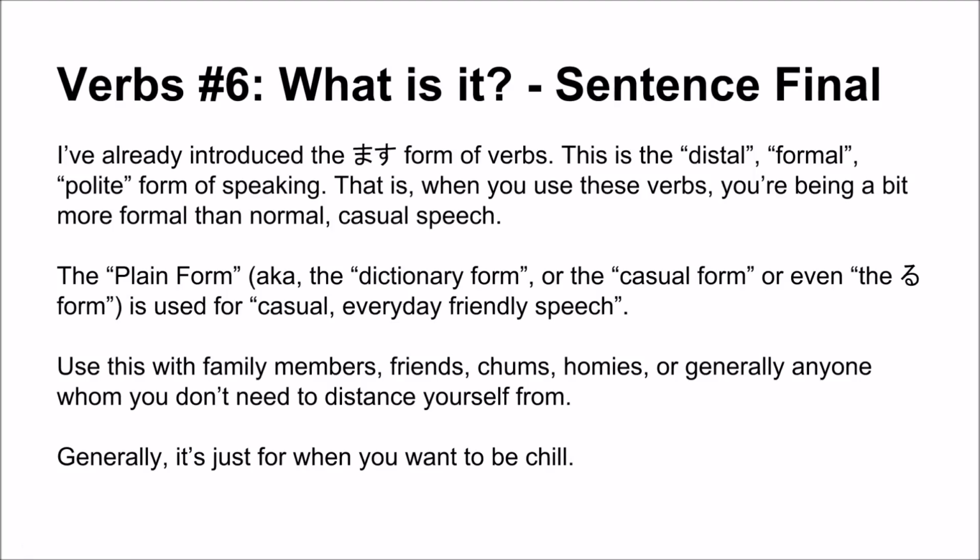The plain form, which is also known as the dictionary form, the casual form, or even the ru form or the u form, there's a bajillion different ways to say it. It's used for casual, everyday, friendly speech. You're going to be using this with family members, friends, chums, or even homies, and even anyone whom you don't feel like you need to keep an emotional distance from. That's why the mas form is sometimes called the distal form, because you're putting a quote-unquote emotional distance between each other. Generally, it's just for when you want to be chill.